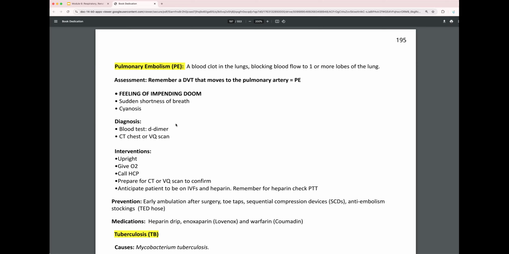Interventions, sit the patient upright, give them oxygen, notify the healthcare provider. Prepare them either for a CT of the chest or VQ scan to confirm, and anticipate that they're going to be on IV fluids and a heparin drip. Okay, so make sure you know, feeling of impending doom on NCLEX, that means pulmonary embolism.